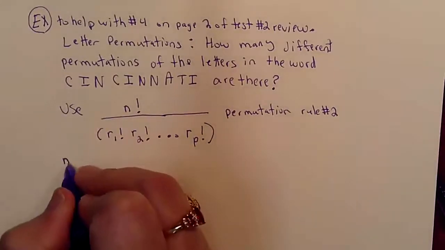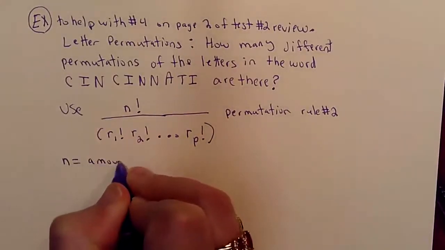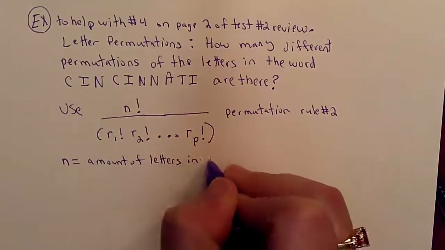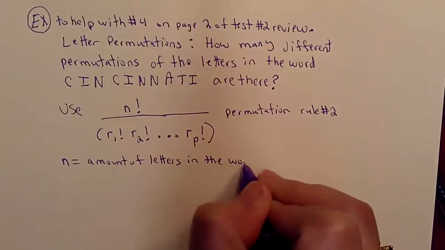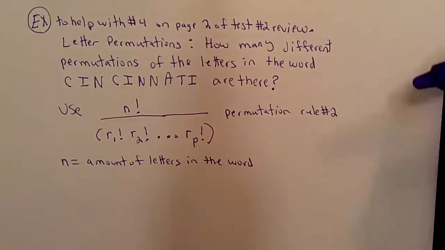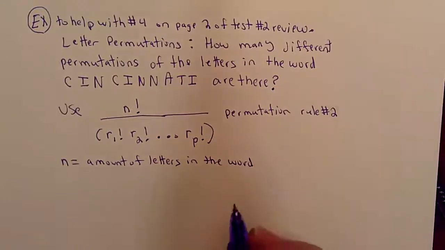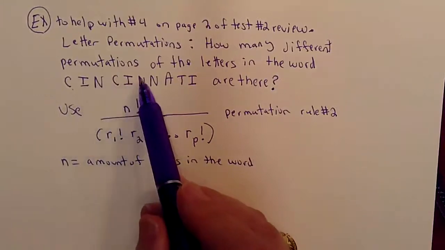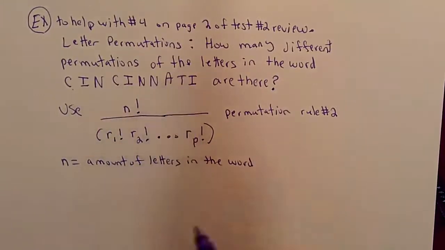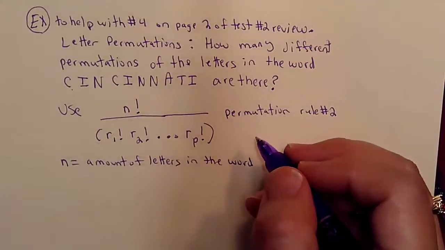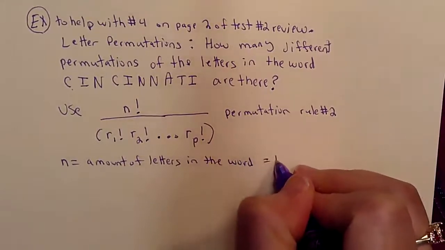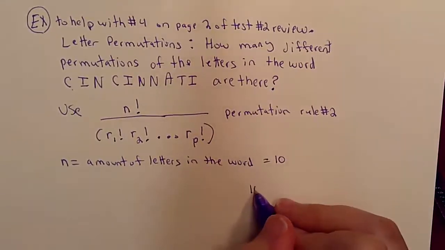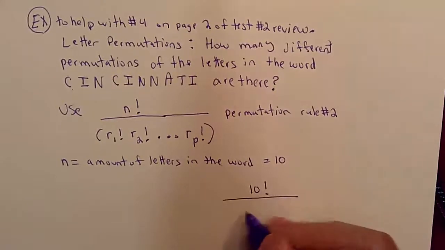So N is equal to the amount of letters in the word. How many letters in the word? 1, 2, 3, 4, 5, 6, 7, 8, 9, 10. Is that just a coincidence? The other one also had 10. So that's just a coincidence. So you have 10 factorial over.